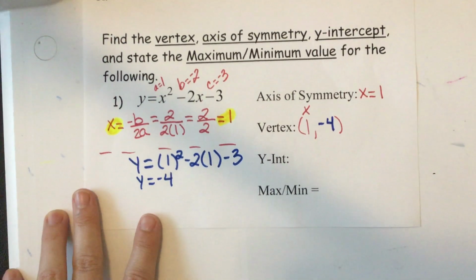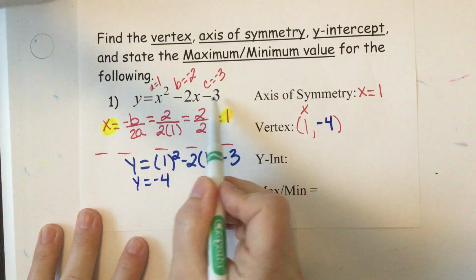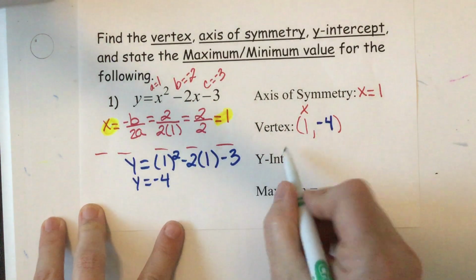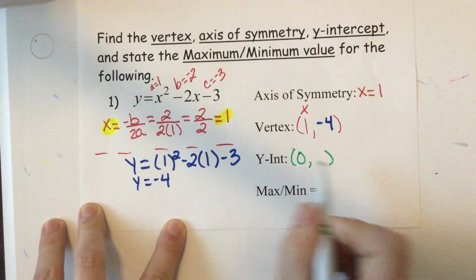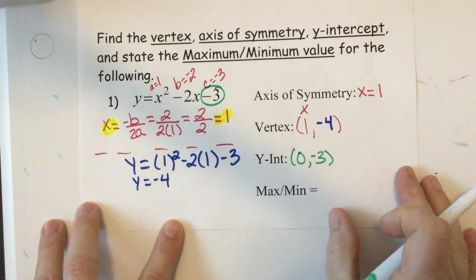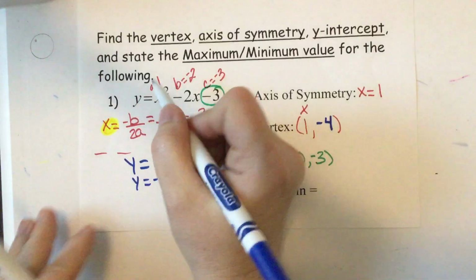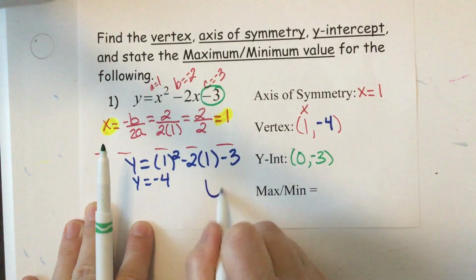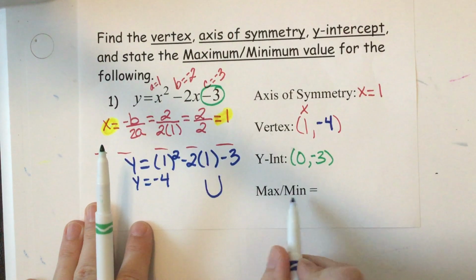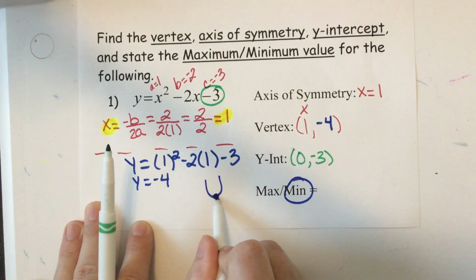Okay, the y-intercept, remember, as long as the equation's in standard form, no parentheses, highest exponent to lowest, is always 0, C, and C is your constant, -3. All right, now, do you remember, does this graph open up or down? Since the A is a positive number, the graph opens up. If a graph opens up, do you have a max or a min? You have a min, because the vertex is the lowest point.